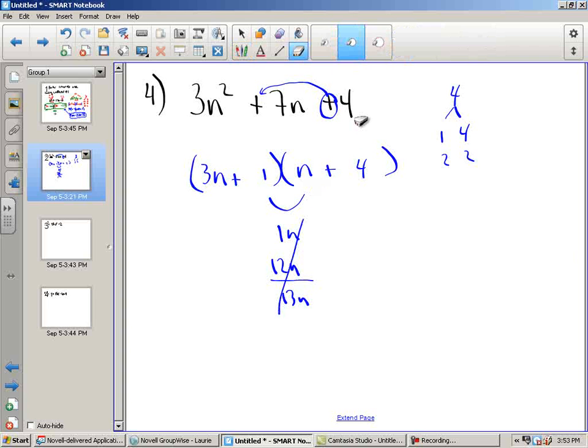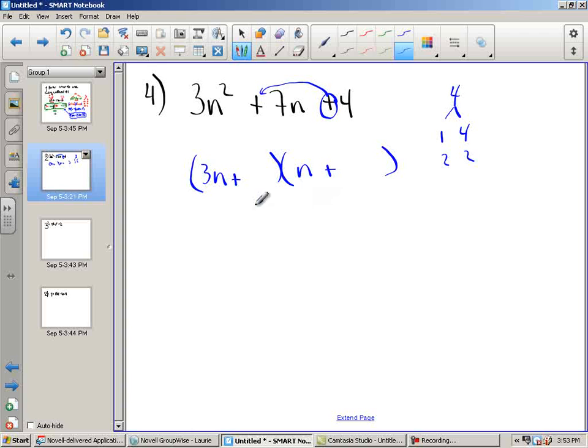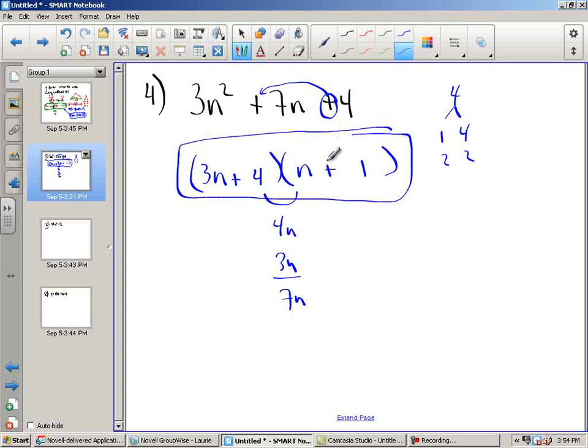So I'm going to come back, my eraser. Let's take those out. Let's try a different combination. And I like to stick with the numbers I've used until I'm sure that they're not useful to me. So I'm going to switch the 4 and the 1 places. This gives me 4n. The other one gives me 3n. That total is 7n. And this is my solution.